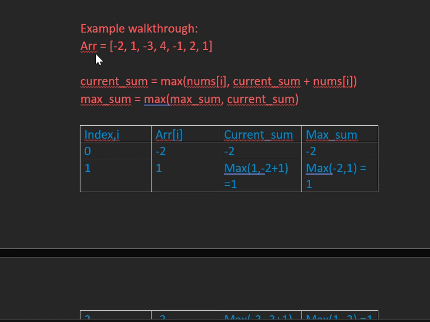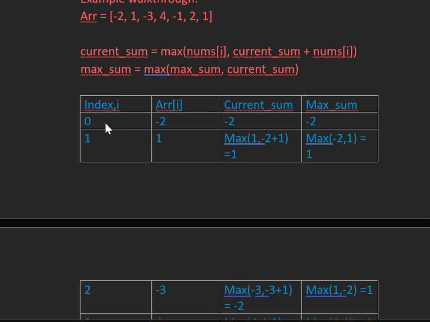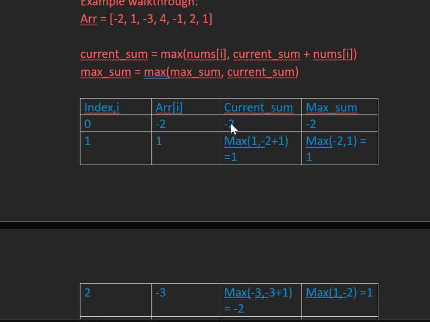Here we are given an array: -2, 1, -3, 4, -1, 2, 1. And we are asked to find the maximum sum subarray. At every point our current sum will follow these two formulas. Our current sum will be the maximum of either the number present at that index, or the previous sum plus the number. We'll take the maximum of the two to update our current sum, and our maximum sum is the maximum of the previous maximum sum and the current sum. At index 0, we have -2, so our current sum will be -2, and the maximum sum is also -2.